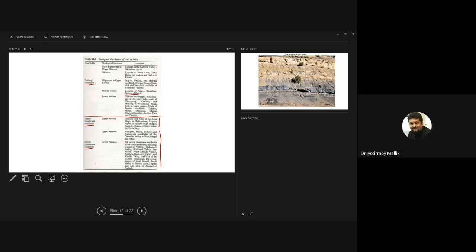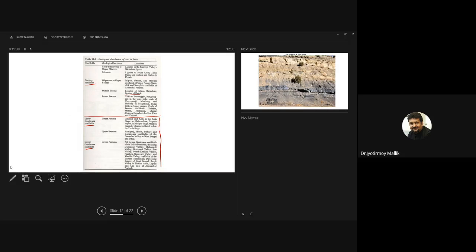The Upper Permian: Raniganj, Jharia, Bokaro, Karanpura coal fields, the Damodar Valley of West Bengal and Bihar. And the Lower Permian: all Gondwana coal fields, including Peninsula, Damodar Valley, Mahanadi Valley, Brahmani Valley, then Son Valley, Pench, Kanha Valley, Godavari Valley, Wardha Valley, coalfields of Eastern Himalaya, Darjeeling district of West Bengal, Rangit Valley of Sikkim. In all these places, you find lower Gondwana coalfields.